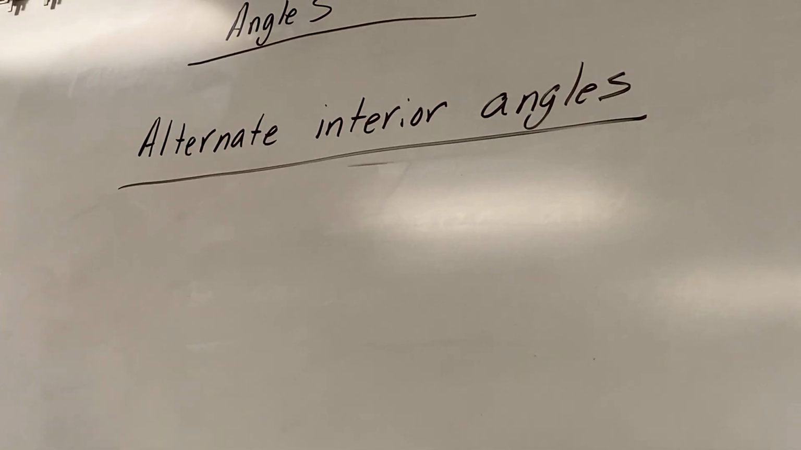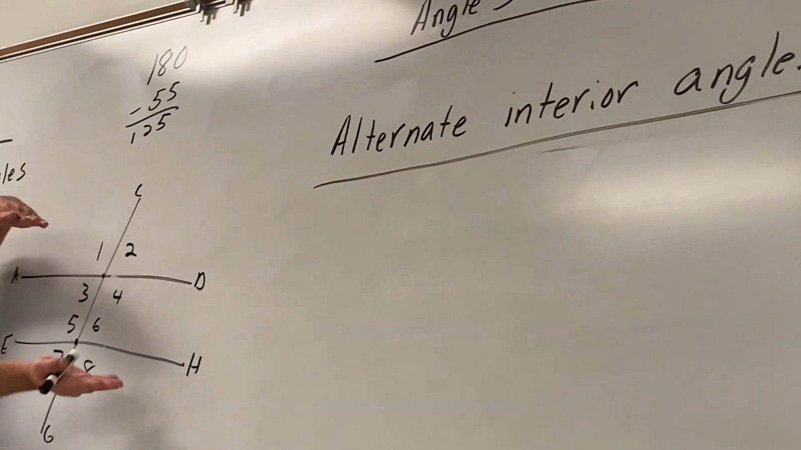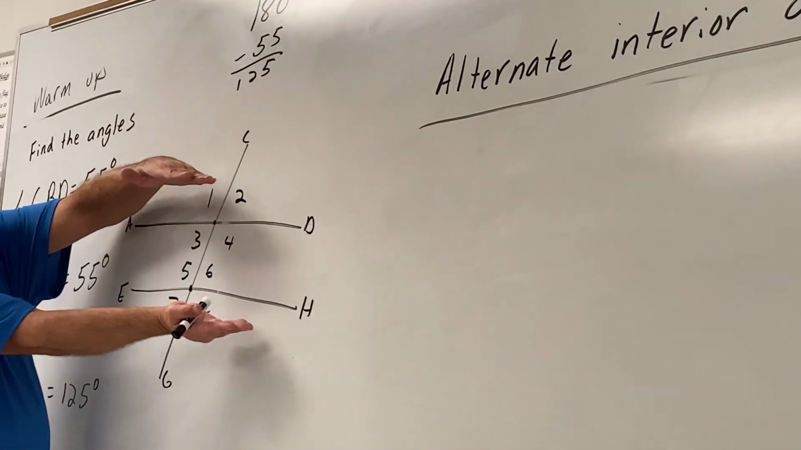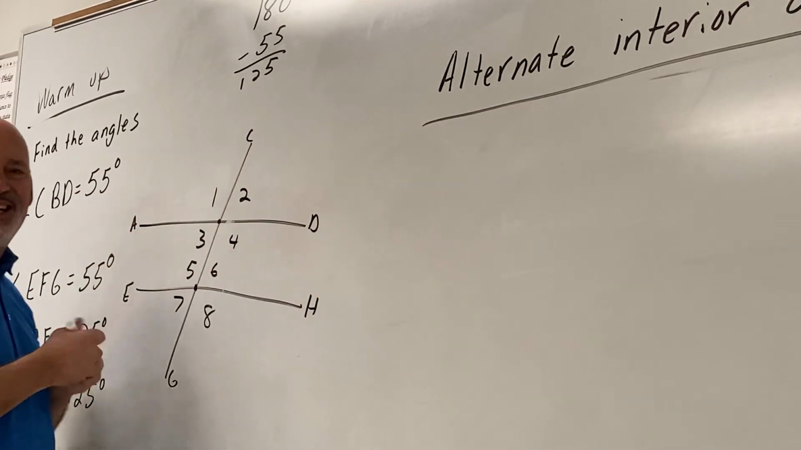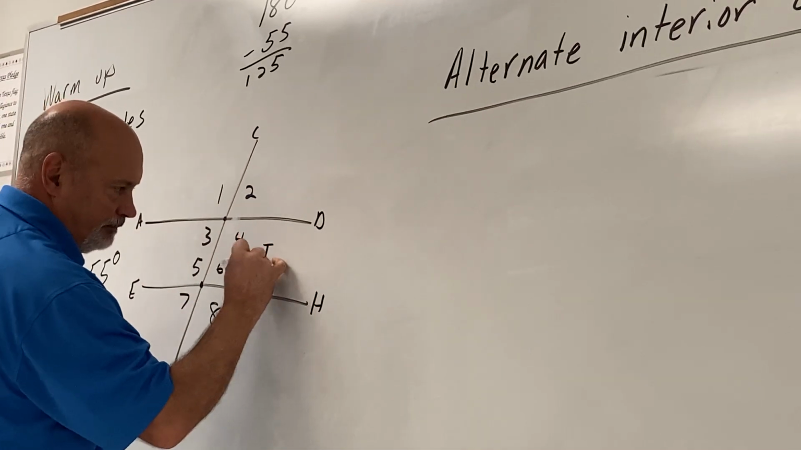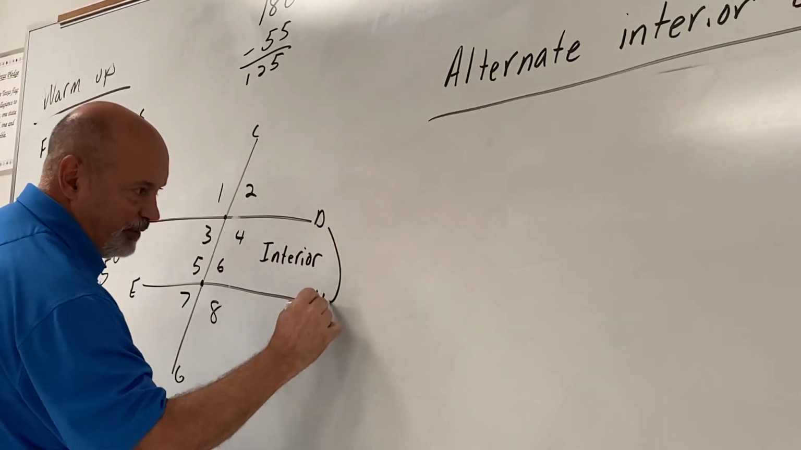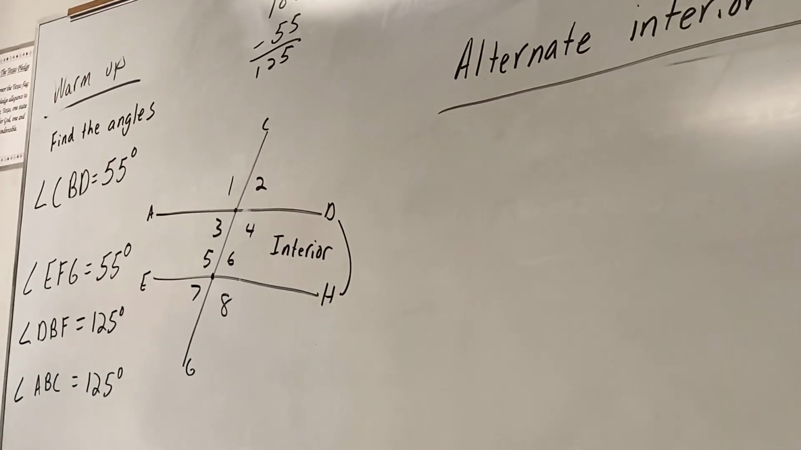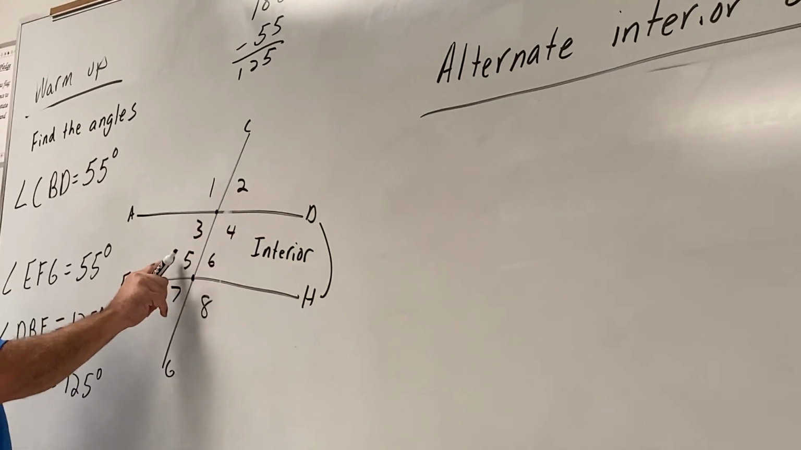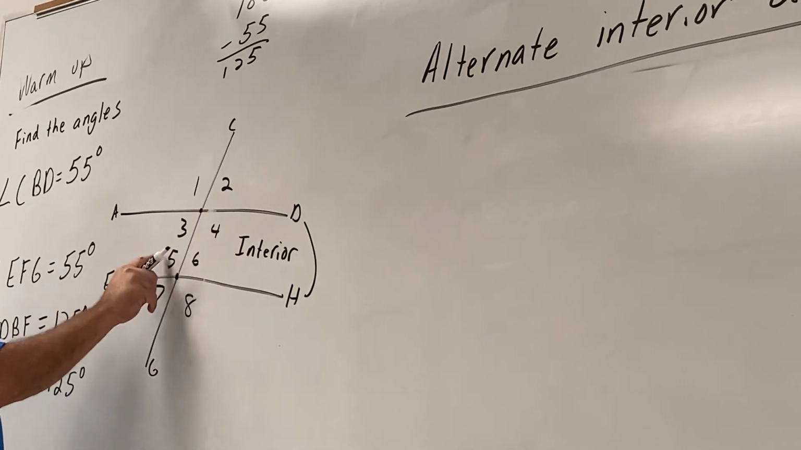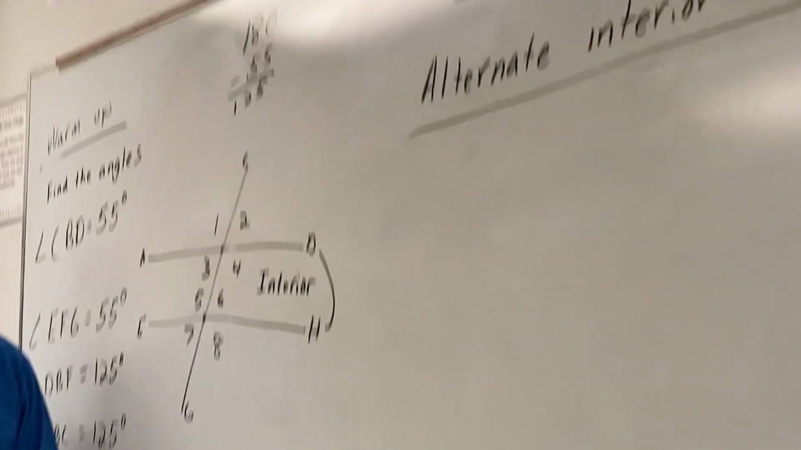All right, now let's talk about what interior is. Do you see my two parallel lines? The angles in between the parallel lines are on the interior. So I'm going to put from here to here is the interior. Are you with me? All right, so what angles are interior? 3, 4, 5, and 6. Do y'all agree 3, 4, 5, and 6 are the only interior angles?